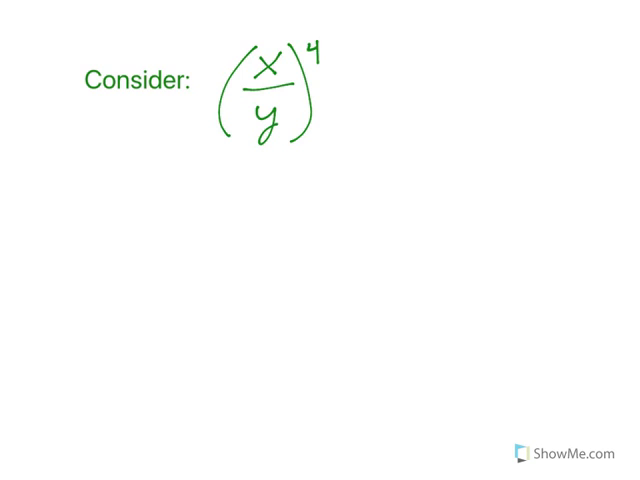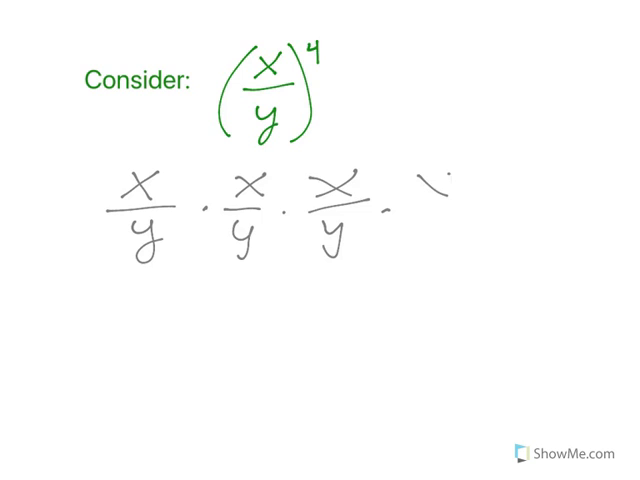So remember that exponents are repeated multiplication. So we're going to take that inside the parentheses and multiply it by itself 4 times, because that's what the exponent of 4 means. Let's multiply that piece 4 times. Now, if we multiply fractions, right, we multiply the numerator. x times x times x times x is x to the fourth, and y times y times y times y is y to the fourth. So if we break it down, we still end up with x to the fourth over y to the fourth.